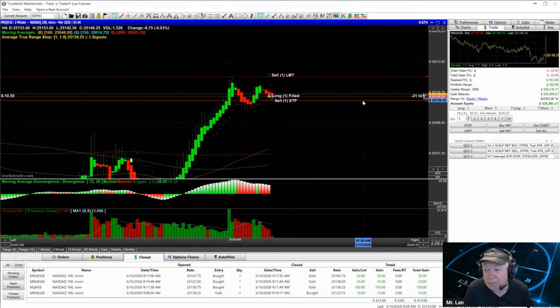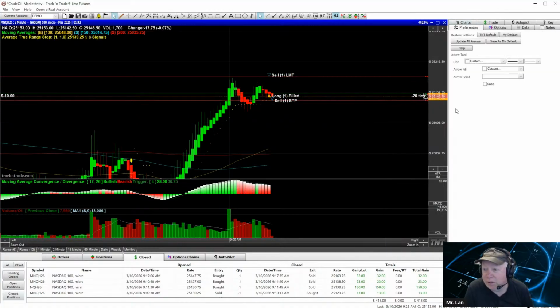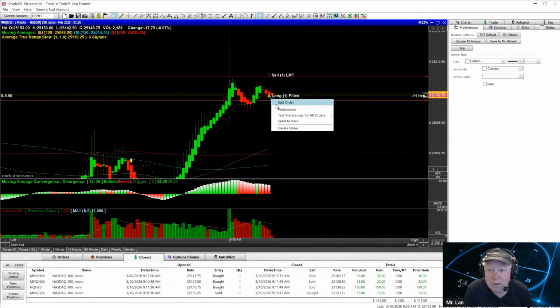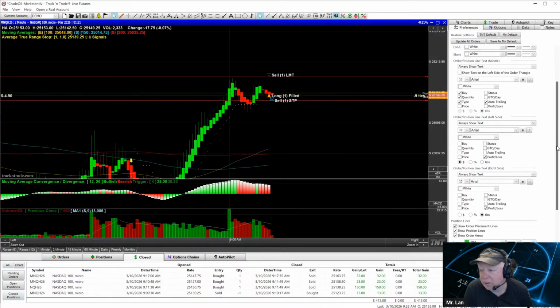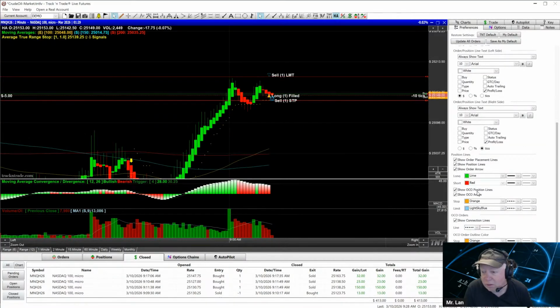This line is not very bright. Let's see if we can go to preferences on the orders, order preferences. Let's see preferences. And let's make that line brighter. It's just red. Let's see if we've got a brighter red. Got a brighter red. That's about as bright as it gets. Orange red. Well, I guess it's as bright as it gets. Save and update.